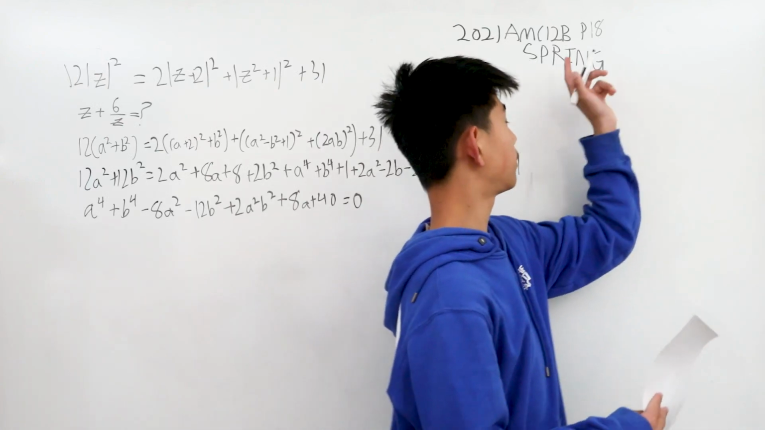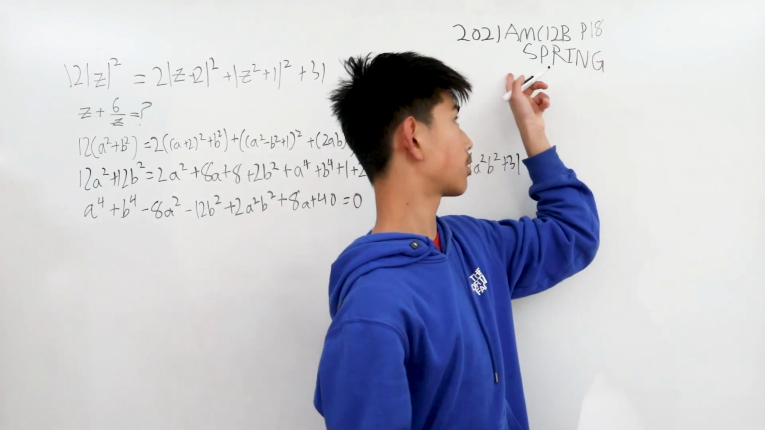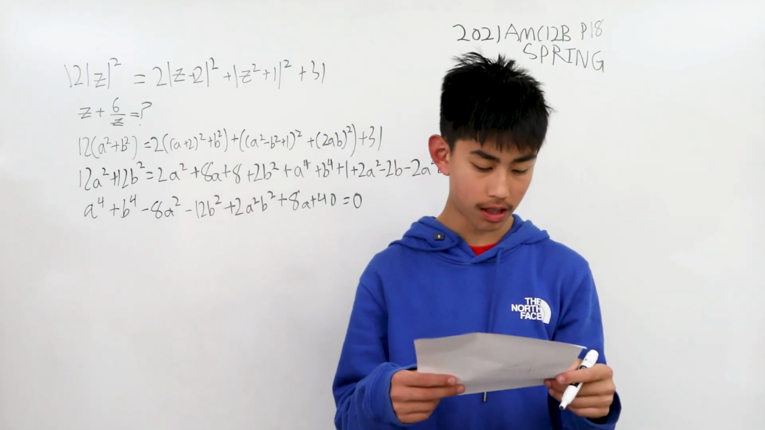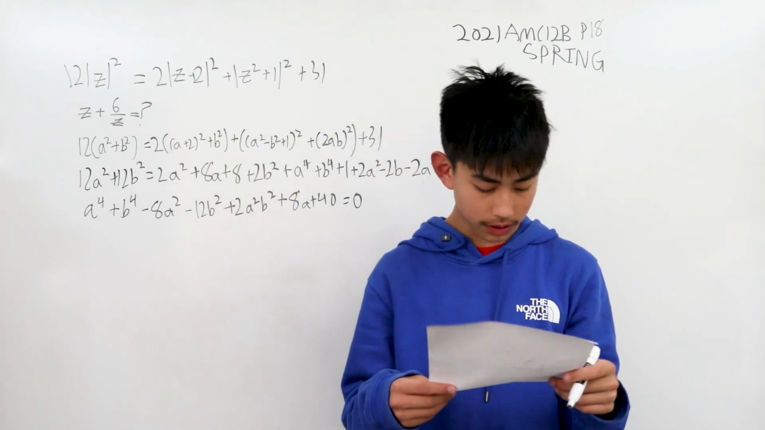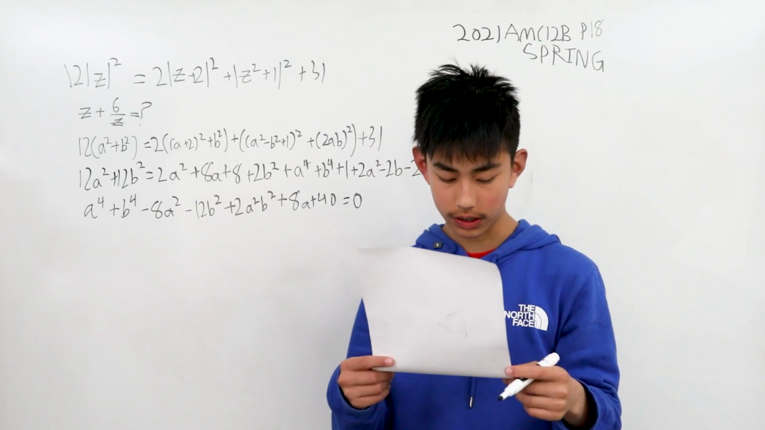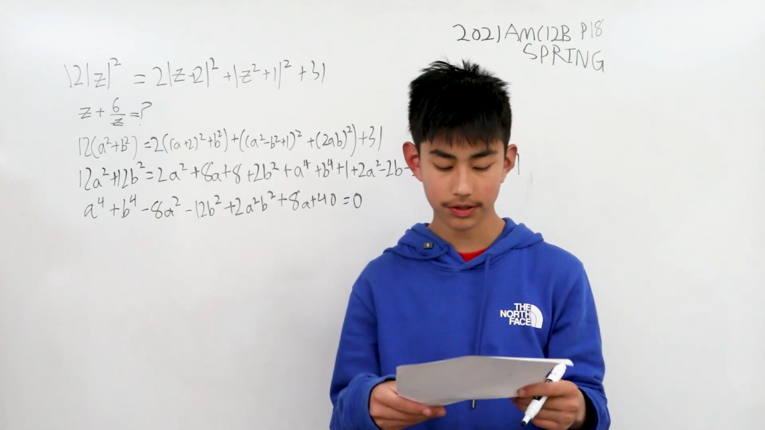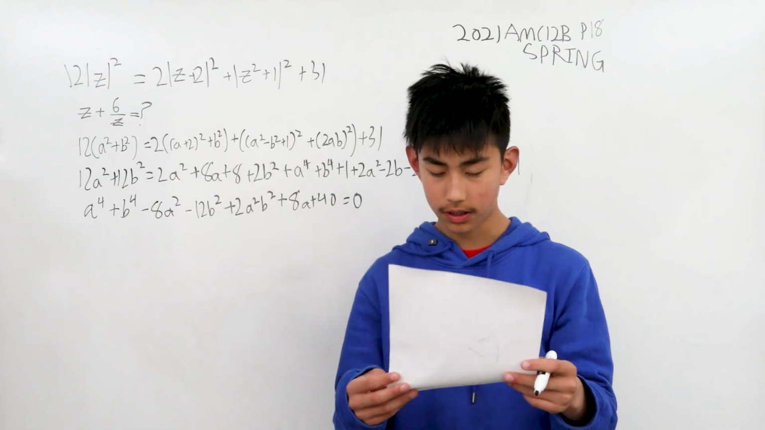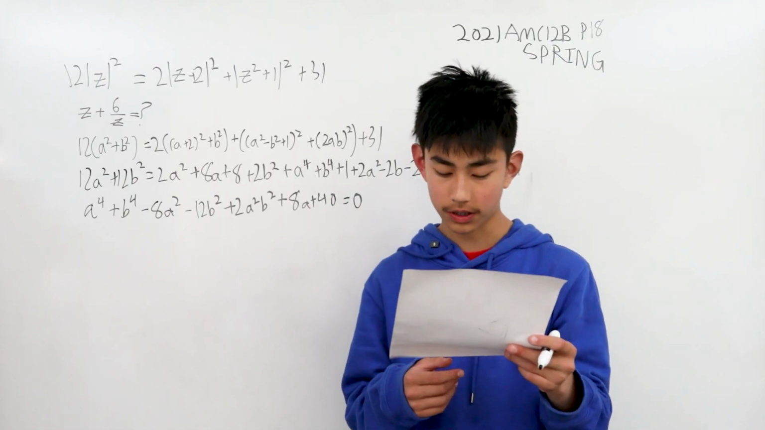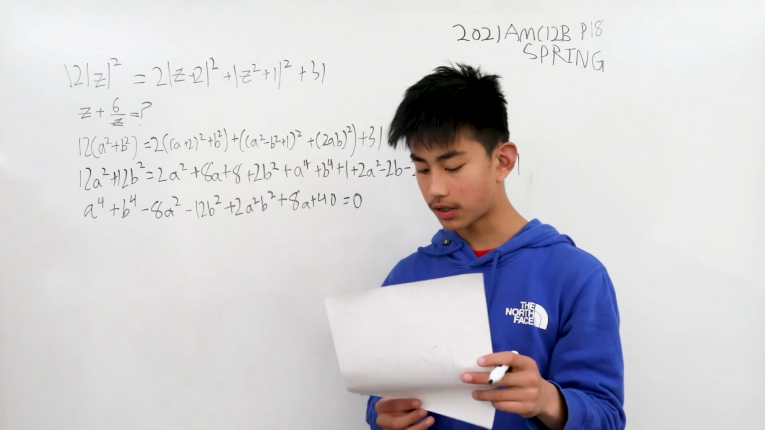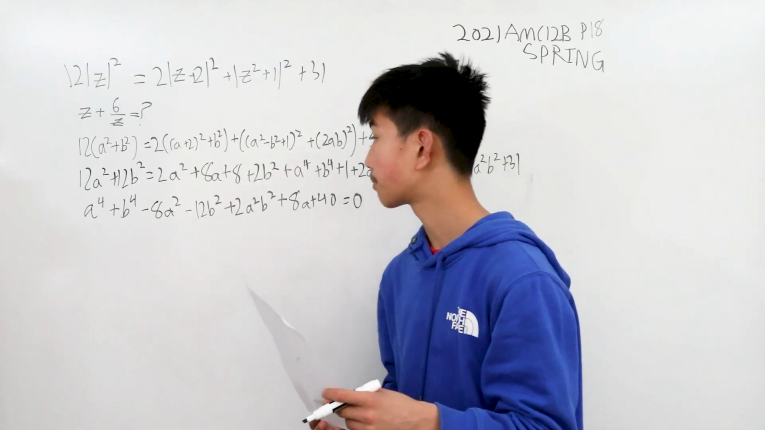We're solving problem 18 from the Spring 2021 AMC 12B. Let z be a complex number satisfying 12 absolute value z squared equals 2 absolute value z plus 2 squared plus the absolute value of z squared plus 1 squared plus 31. What is the value of z plus 6 over z?